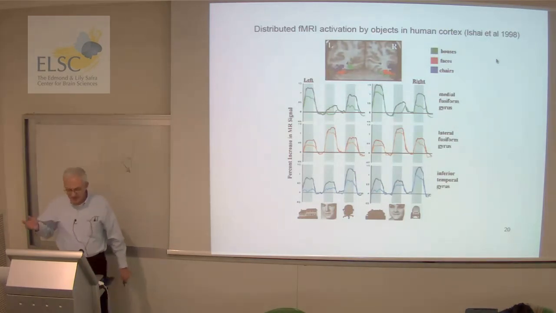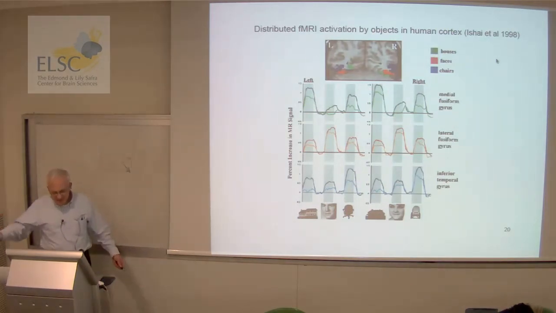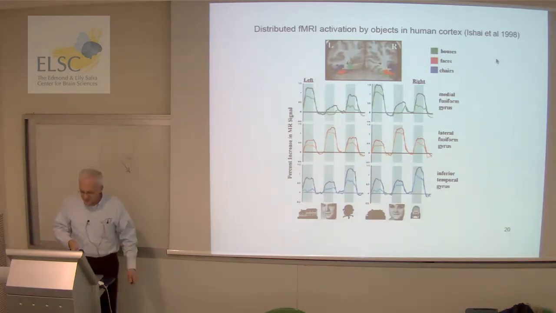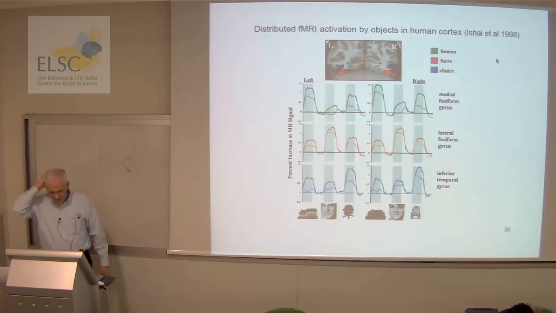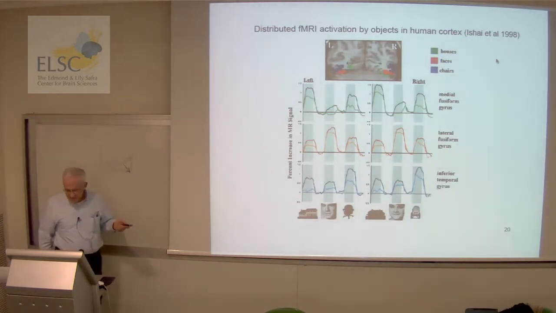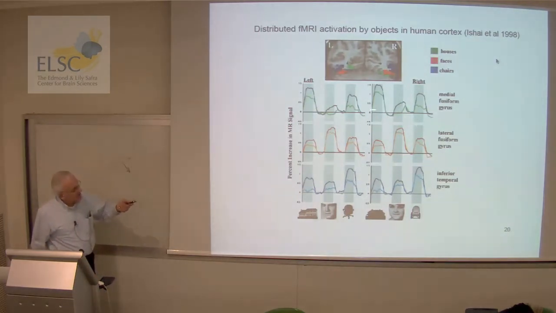So I'm sure everybody knows about the face area and the place area, and the house area and the chair area, and so on. Here's a study from Ishai et al. from 1998 showing houses and chairs and faces, right? This is just a replication on the other side of the brain.